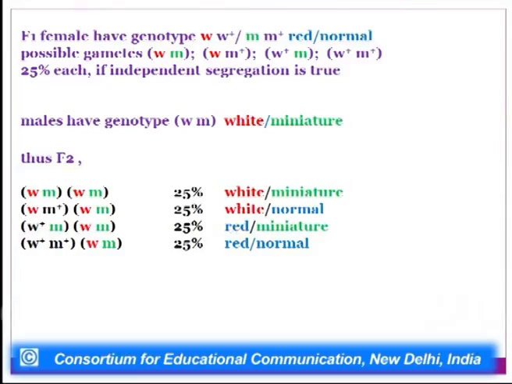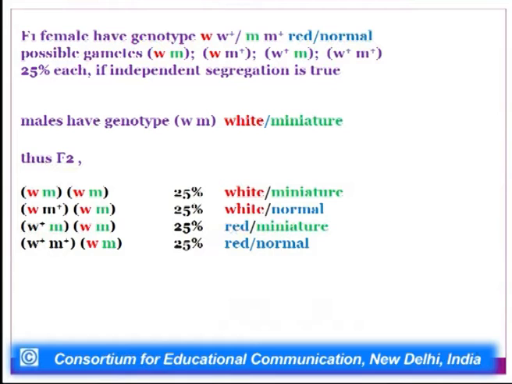It will produce these kinds of gametes when it is crossed with a male having the genotype of white and miniature, therefore small w and small m. Then in the F2 generation, you will get 25% of each of these: white miniature, white normal, red miniature, and red normal. White miniature and red normal would be the parental genotypes. However, white normal and red miniature will be the new or recombinant genotypes.